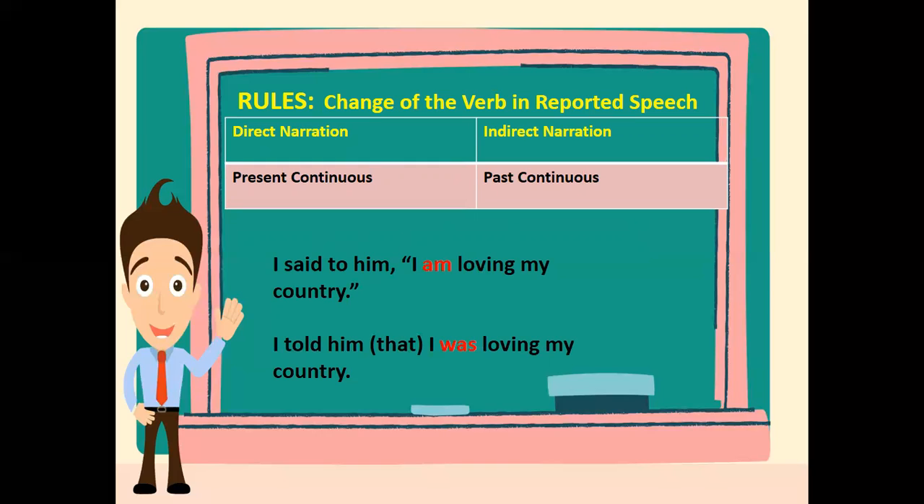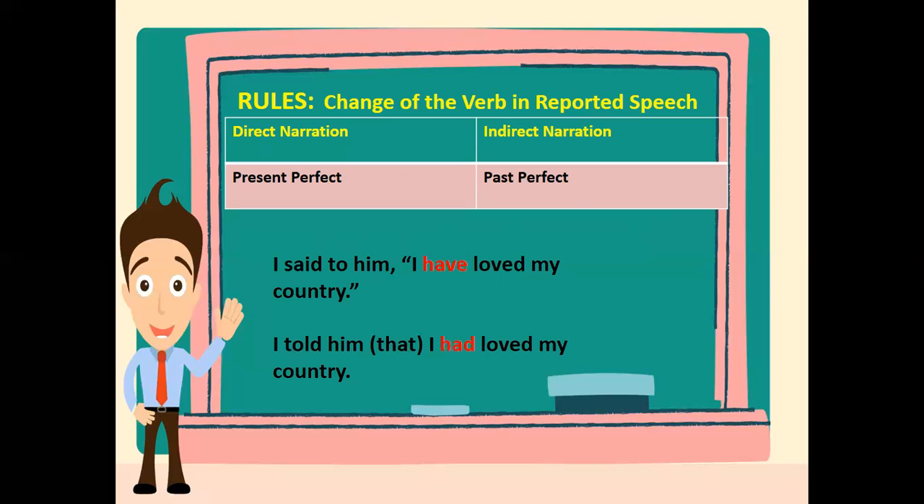See, I said to him, "I'm loving my country" is changed into, I told him that I was loving my country. Let's see the next tense. Present perfect will be changed into past perfect. When you have has, have, and past participle form, it will be changed into had plus past participle form. So see the example, I said to him, "I have loved my country."